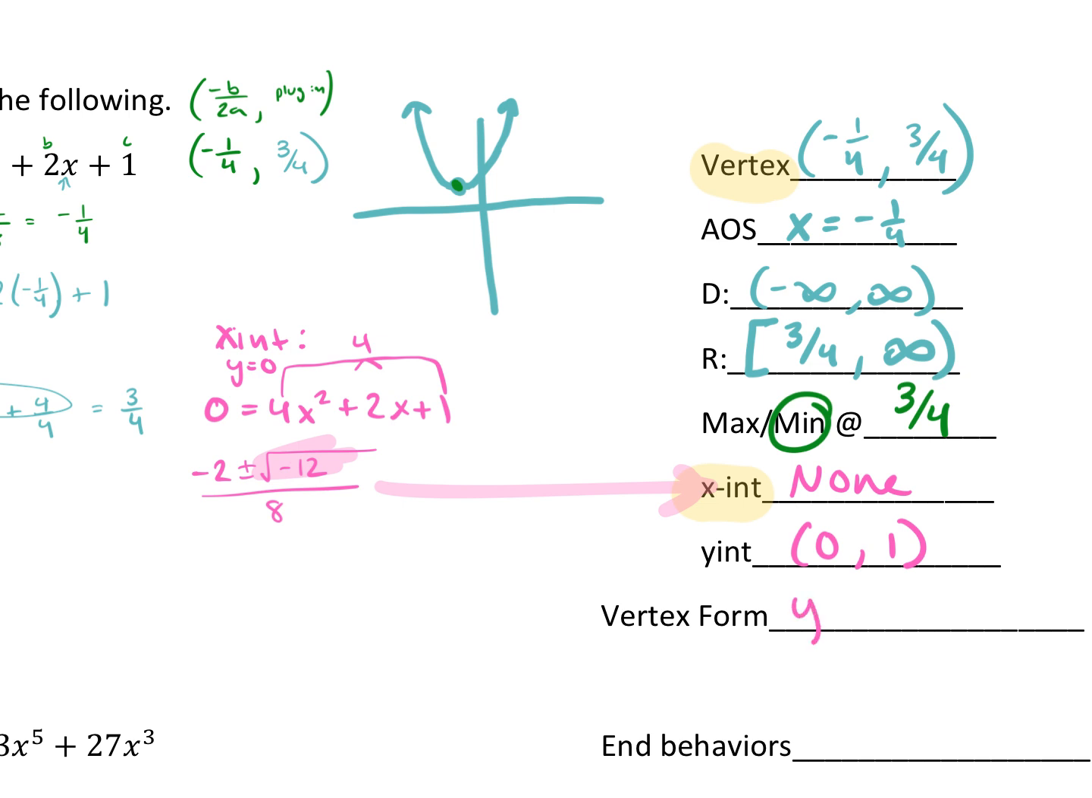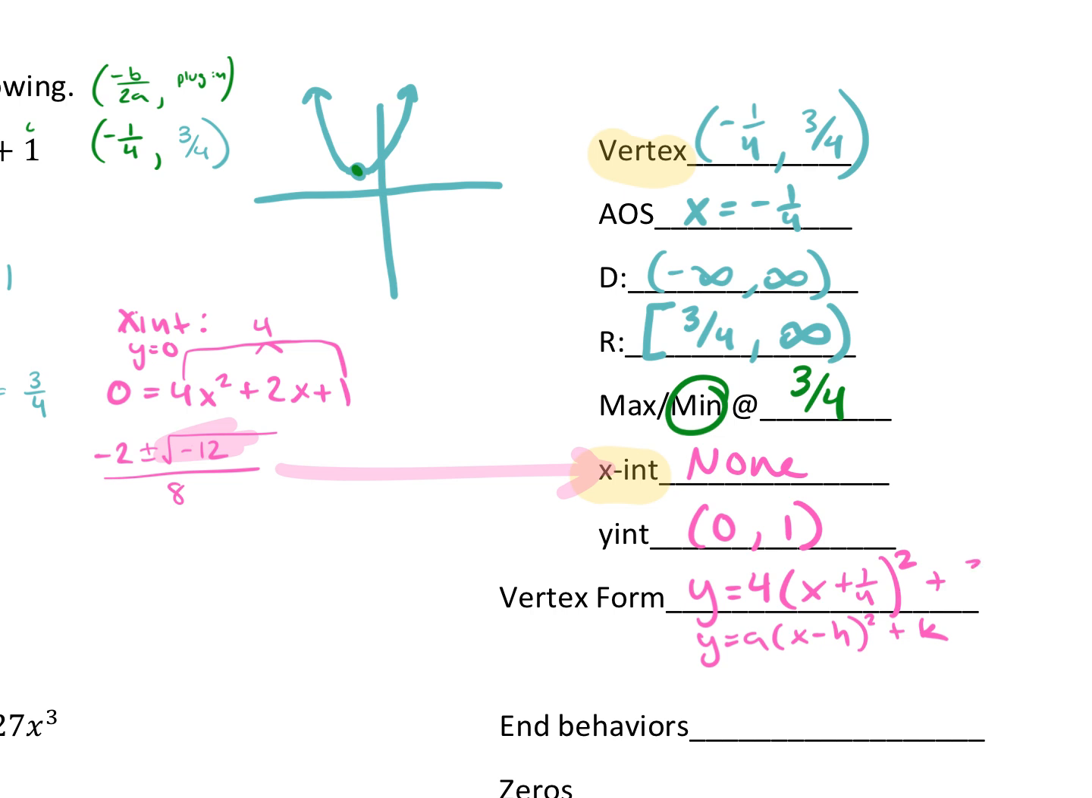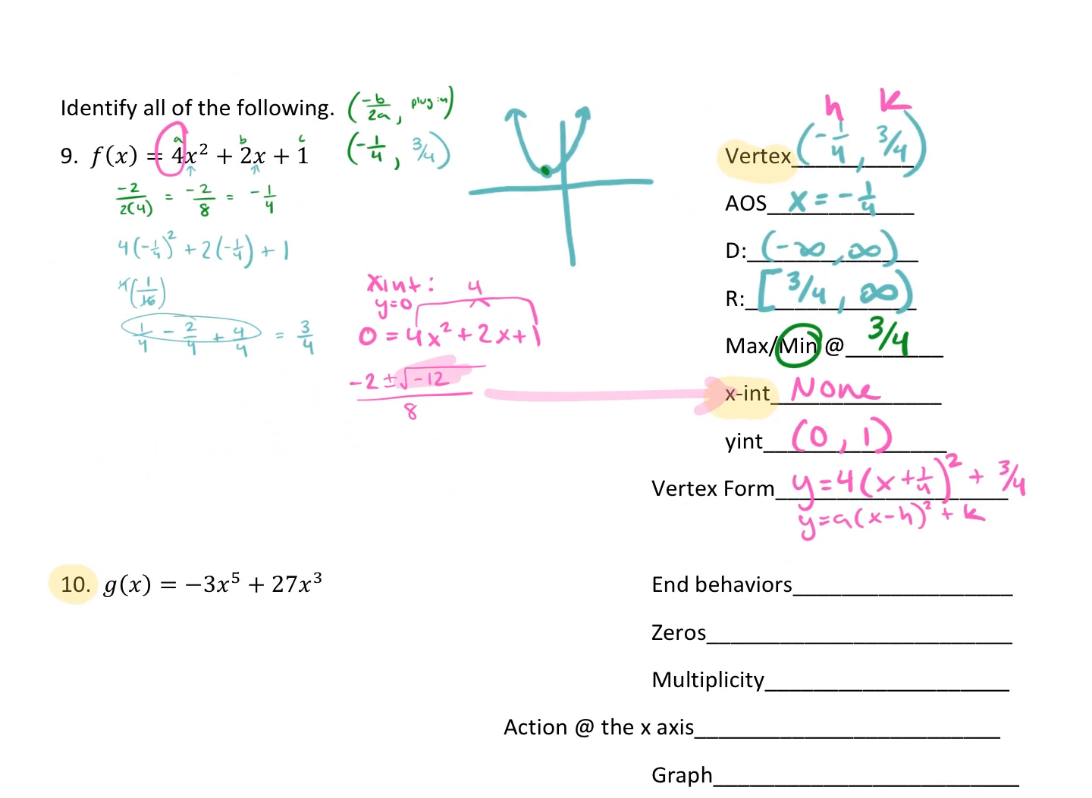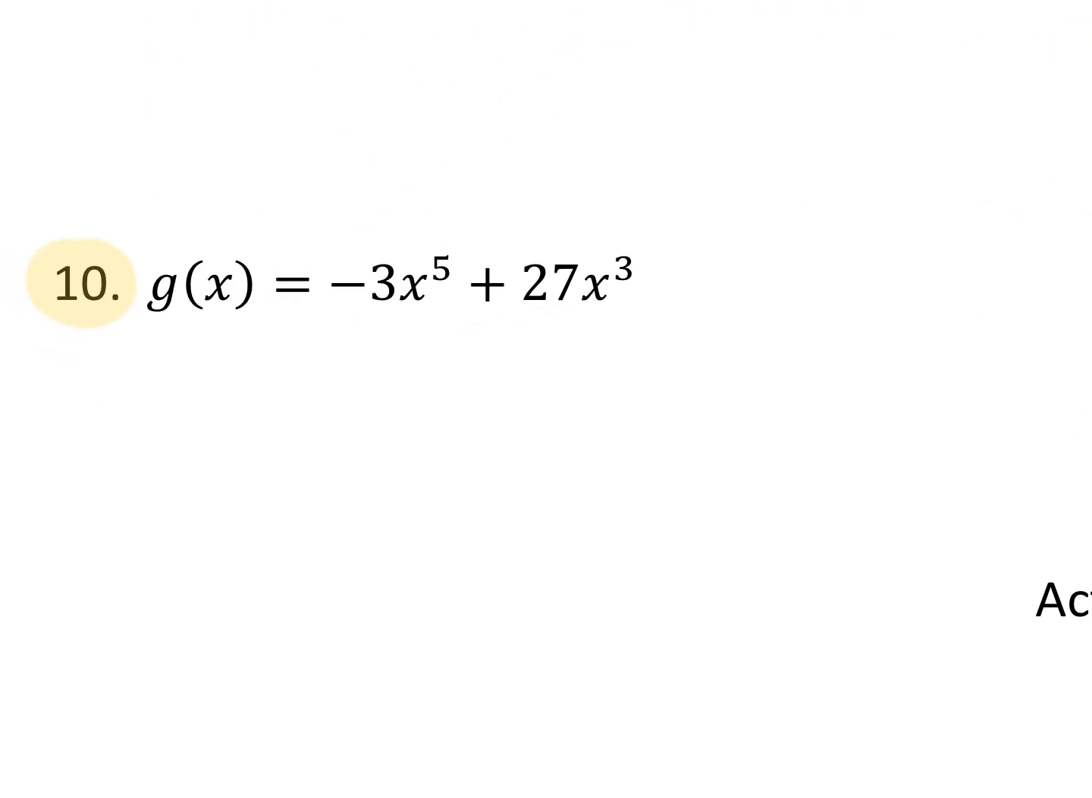Vertex form is y equals, I'll write our formula here, y equals a times x minus h squared plus k. So our a is 4 times x minus h, so x minus -1/4 would turn to plus 1/4 squared plus 3/4. So you just plug in your h and your k from your vertex, and then a comes from your leading coefficient there. Lastly, let's do 10.